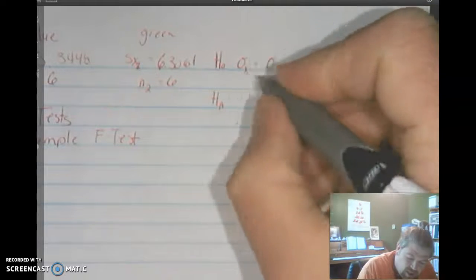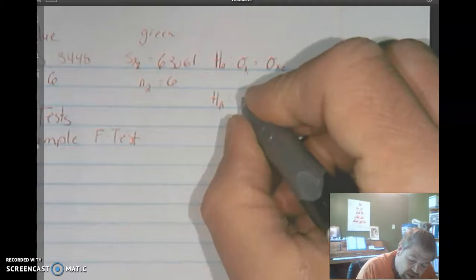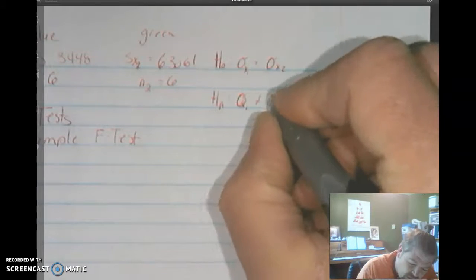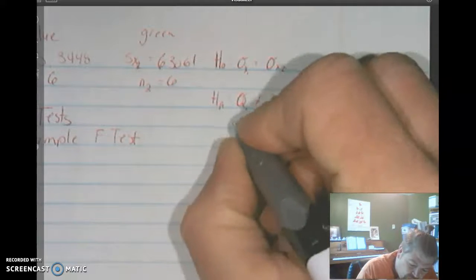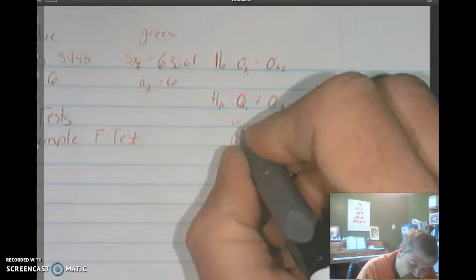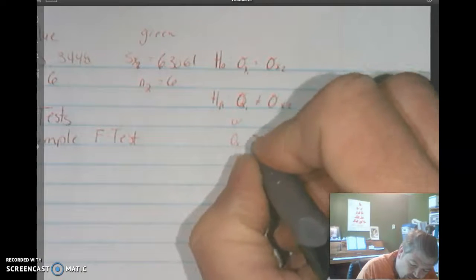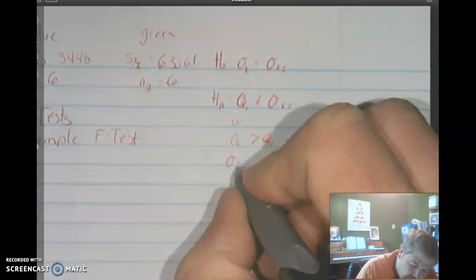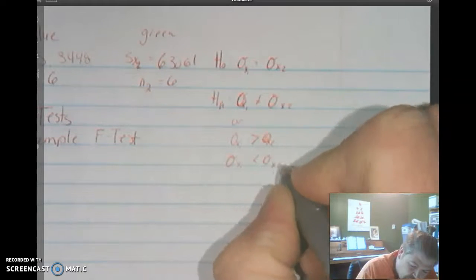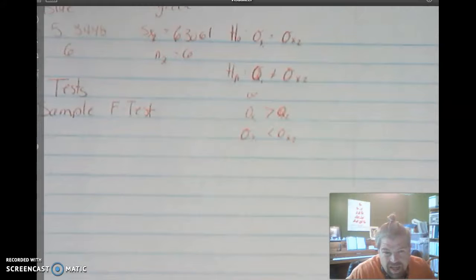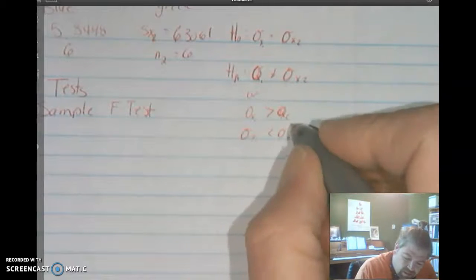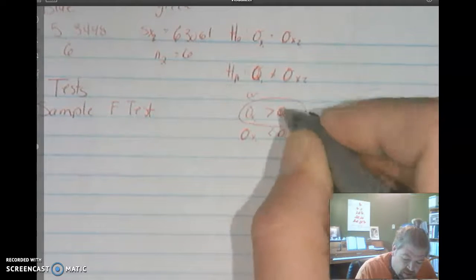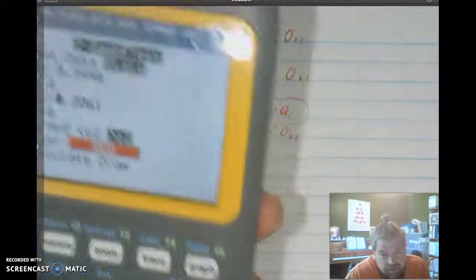Now, we can either do the alternative hypothesis: standard deviation of x1 does not equal the standard deviation of x2, or we can start doing our inequalities. Either one of these is going to work, but for us we said greater than, that the blue is going to be greater than the green. So we're going to come to here, and I've already selected that.